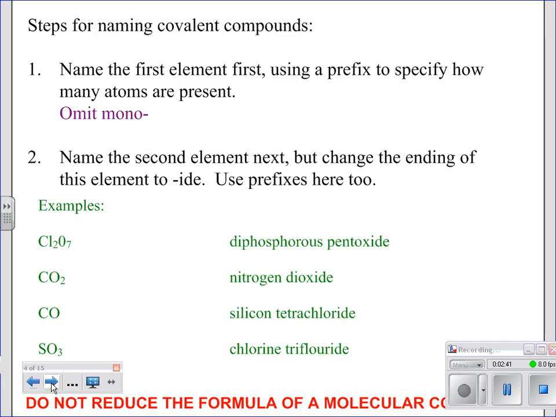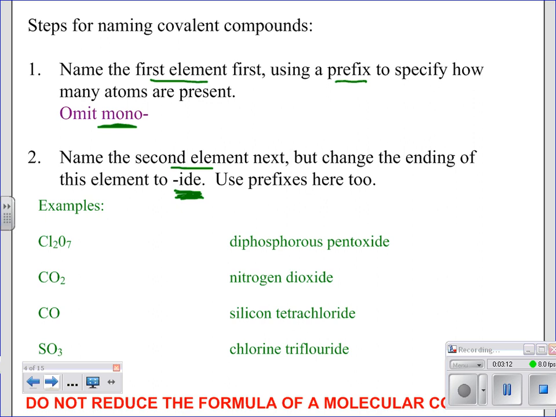Okay, our steps are, first we're going to just name the first element. I'm just going to write it out. And then you're going to use a prefix along with that to specify how many of those atoms are present. The only caveat here is that if it's just one, then you omit mono for that first element. You don't use that term. And then for the second element, you do the same thing with your prefixes, but you change the ending to "ide." It just sounds better. You'll notice that as you go through writing these.